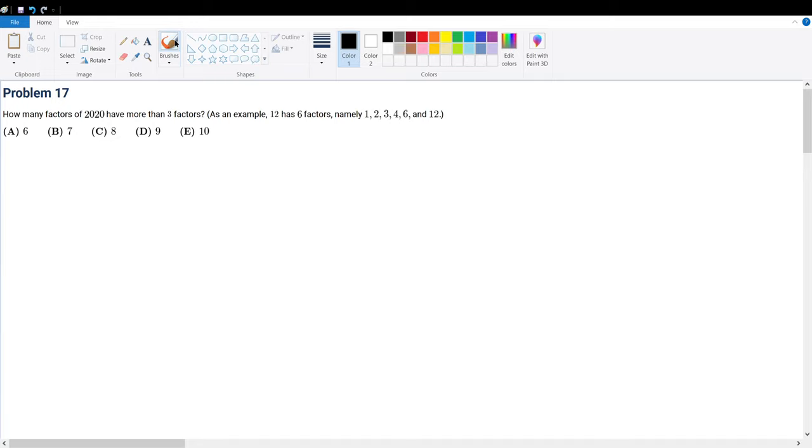Problem 17. How many factors of 2020 have more than 3 factors? Whenever you see a factorization question, always prime factorize. The reason for this is because all numbers in existence are comprised of prime numbers combined together.